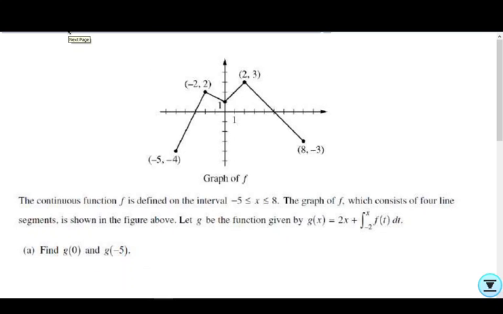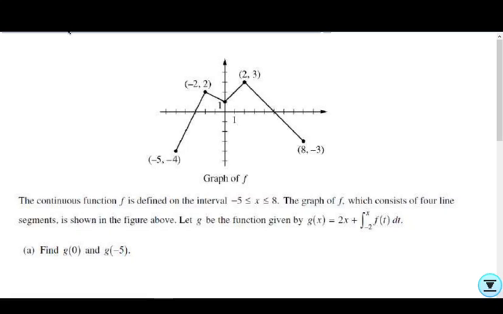It says we have a continuous function f, defined on the interval from -5 to +8. The graph of f, which consists of 4 line segments, is shown in the figure above. So this is my graph of f. Let g be a function given by g of x equals 2x plus the integral from -2 to x of f of t dt. It's asking us to find g at 0 and g at -5.